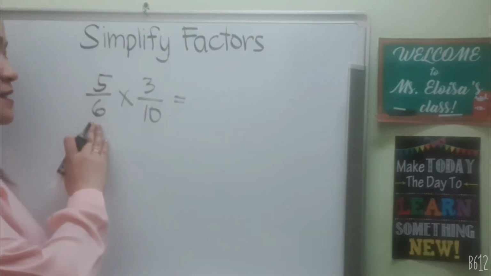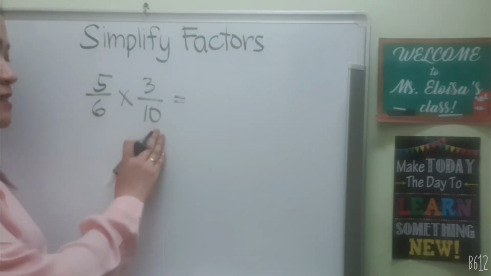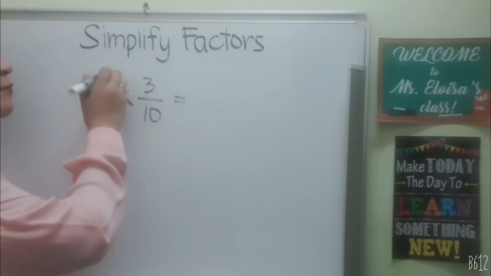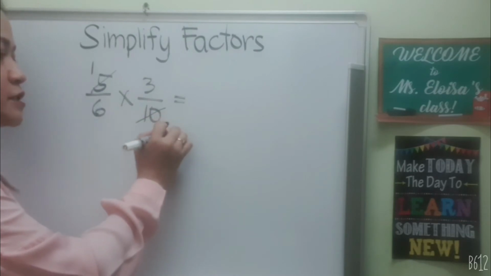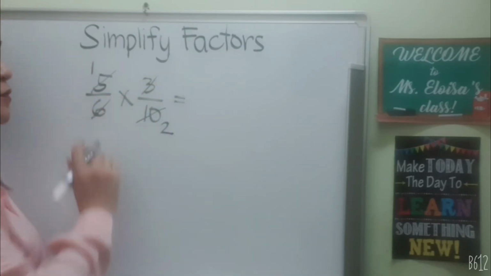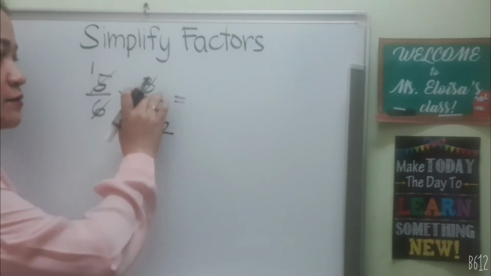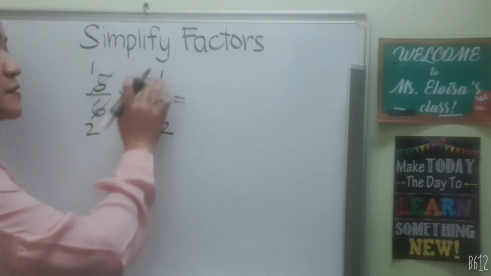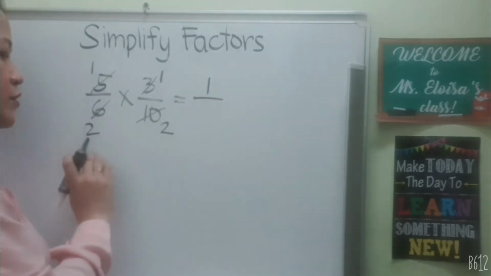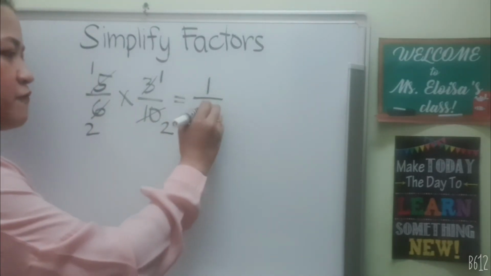Next, 5/6 times 3/10. So 5 and 10 both can be divided by 5. So this will be 1 and this will be 2. 3 and 6 both can be divided by 3. So this will be 1 and this will be 2. That is 1 times 1 is 1 over 2 times 2 is 4.